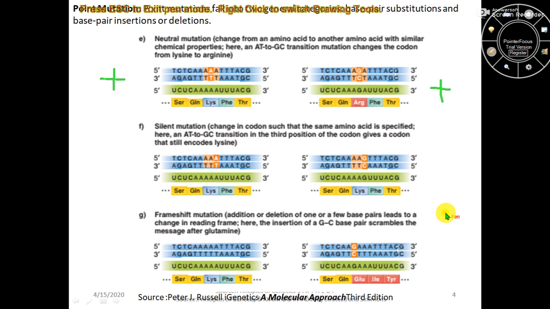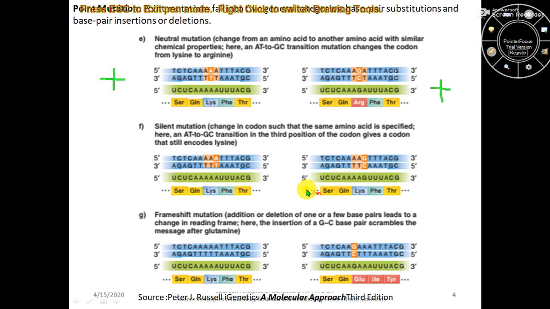Another is silent mutation. The mutation occurred and the codon was altered, but the resulting amino acid sequence in translation does not change. Here AT changed into GC, but AAA codes lysine and AAG also codes lysine. So there is no change in amino acid sequence. It is a silent mutation. And another important mutation is frameshift mutation.